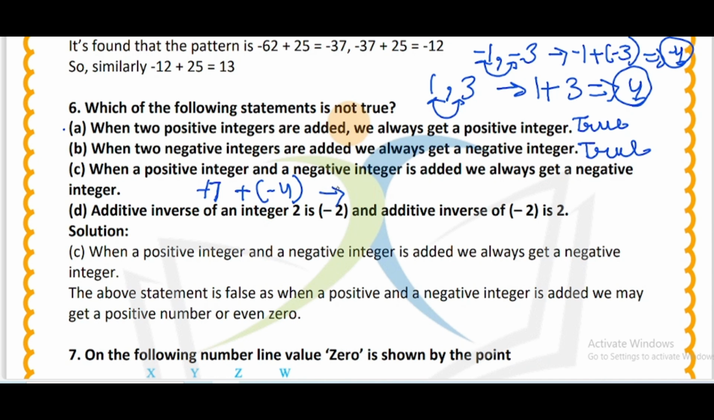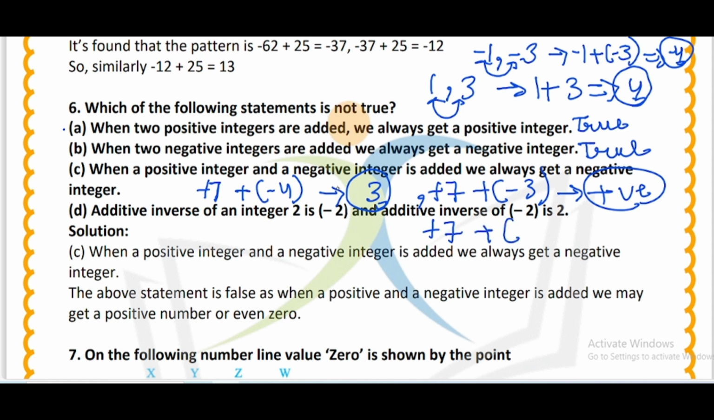Let's see how we solve. +7 added with -4 is +3. It means the statement is false, because when a positive integer is added with a negative integer, then we get maybe a positive integer or maybe a negative integer.